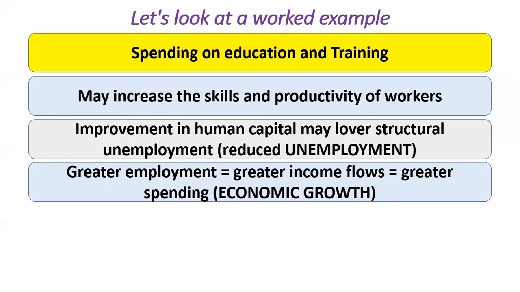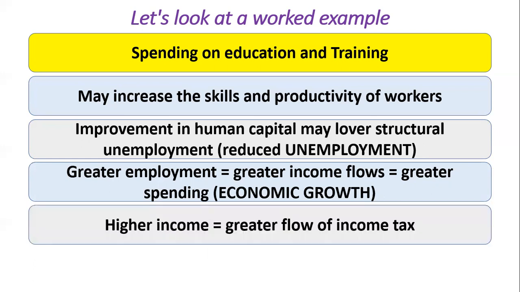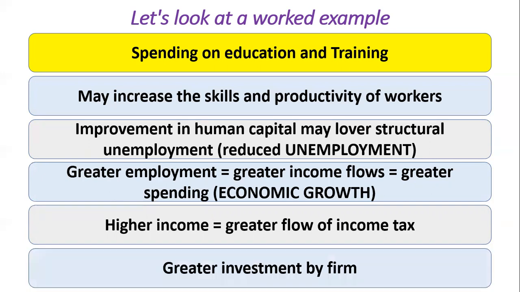Individuals then spend that money in businesses. Businesses then will look for greater levels of investment, for example. Higher incomes, higher flow of income tax. So if more people are working, we've got more income tax that we can take from these people. If they're in higher paid jobs, in some cases, we can take a higher proportion of their income in income tax. And this will lead to greater investment by firms.